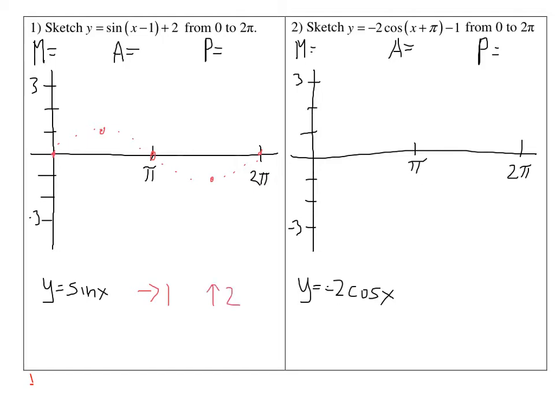Up 2. So we know we're going to take this red graph and we are going to move this dot right 1, up 2, right 1, up 2, and so on. Each dot is going to go right 1, up 2. Now be careful.